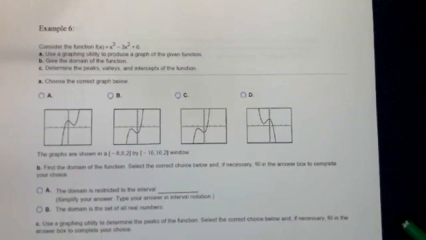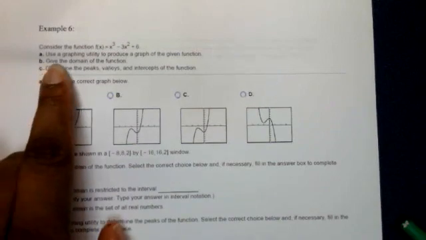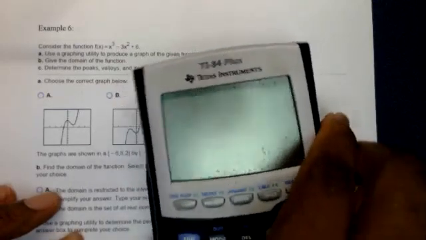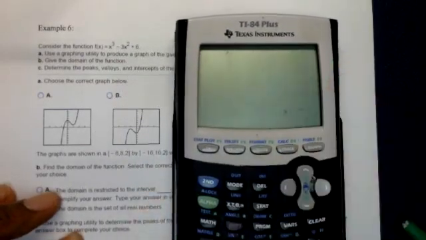So now let's look at this example dealing with the function f of x equals x cubed minus 3x squared plus 6. Let's say we want to use a graphing utility to produce a graph of the given function, then give the domain of the function, and then determine the peaks, valleys, and intercepts of that function. In this case, let's graph using the graphing utility.